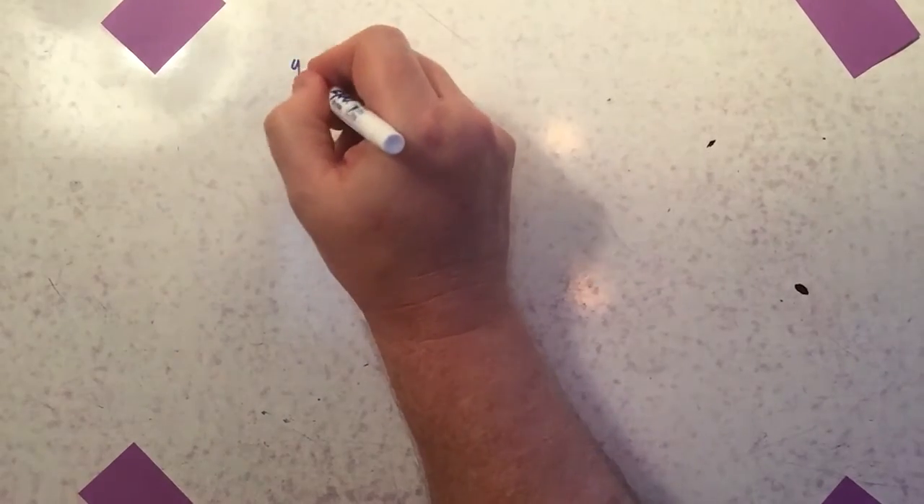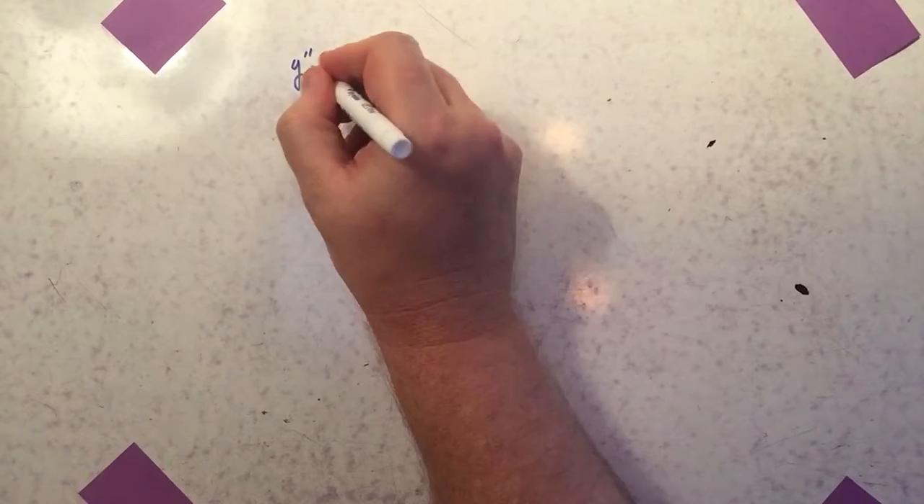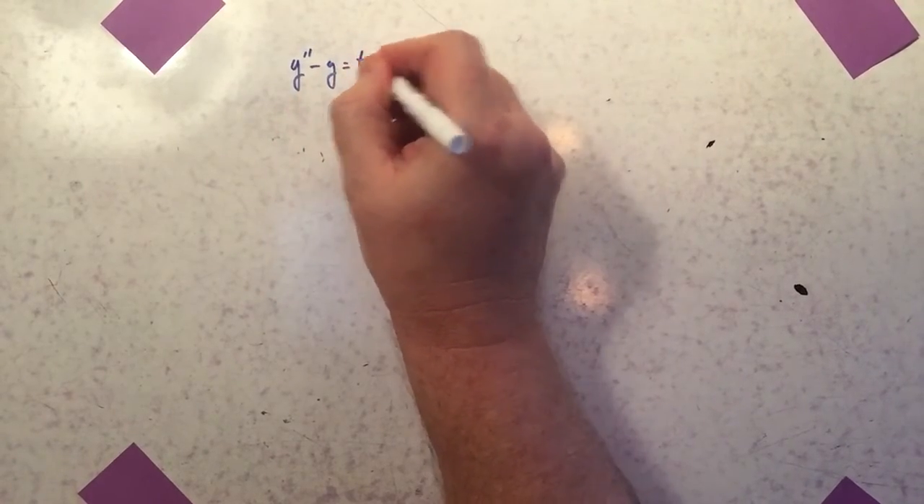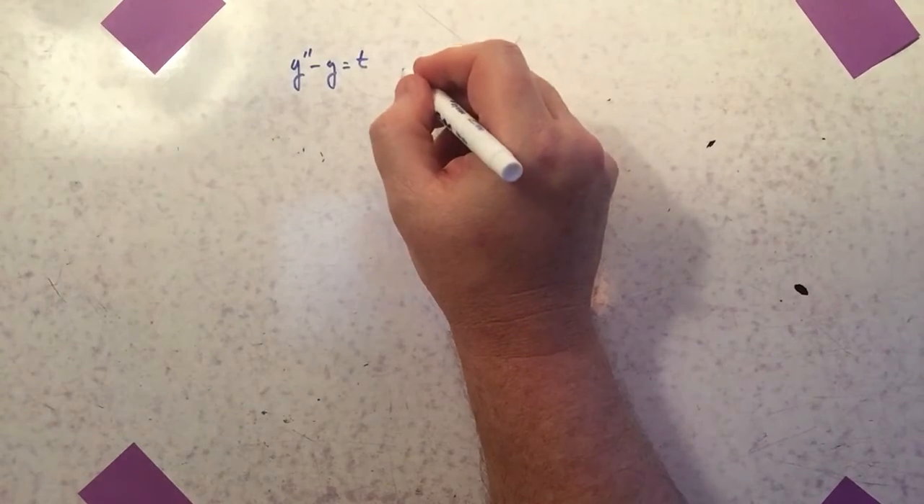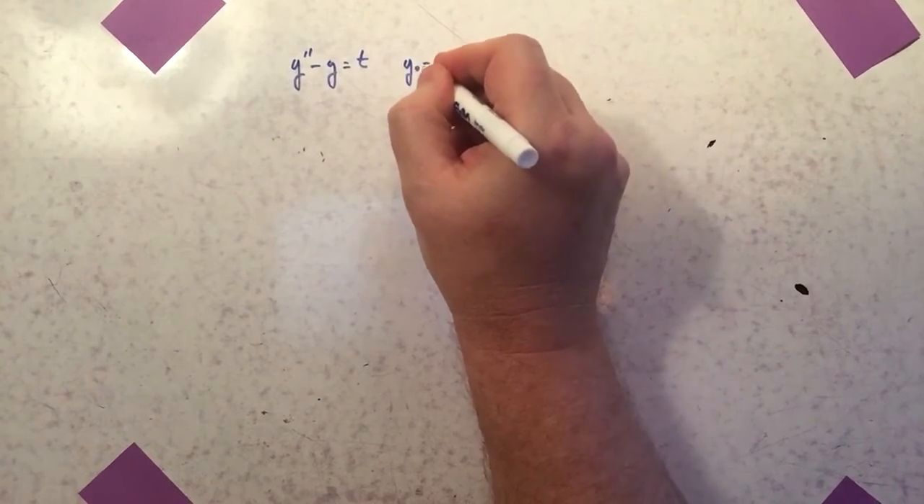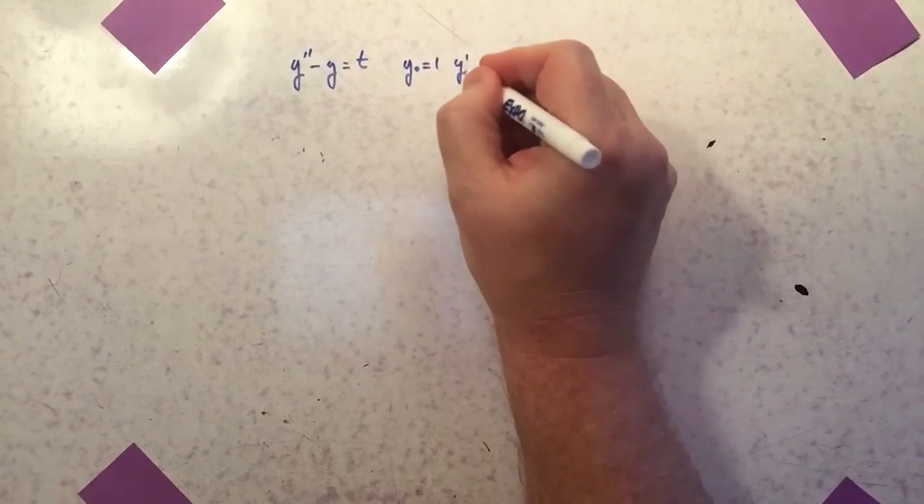Okay, here's a simple example of using the Laplace transform method to solve a differential equation. So the equation we're going to pick is y double prime minus y equals t. So you can see this is a non-homogeneous second order linear equation. It also has some boundary conditions. y(0) is equal to 1 and y prime(0) is equal to 1.